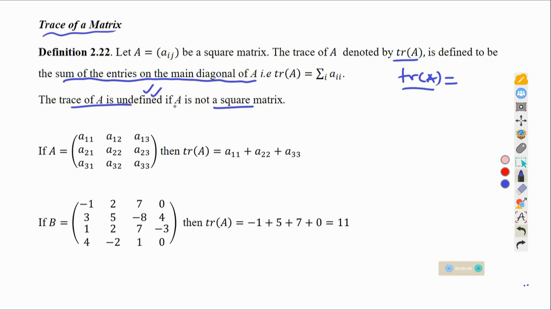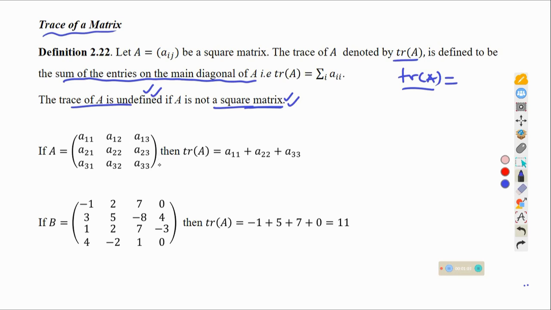In other words, we shall be able to define the trace of a matrix, or to obtain the trace of a matrix, only if we have a square matrix. Then let us look at, for example, if you have a 3 by 3 matrix.